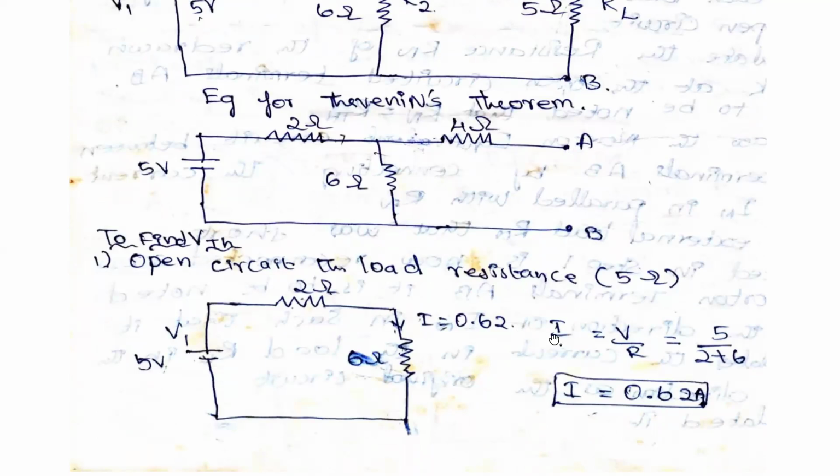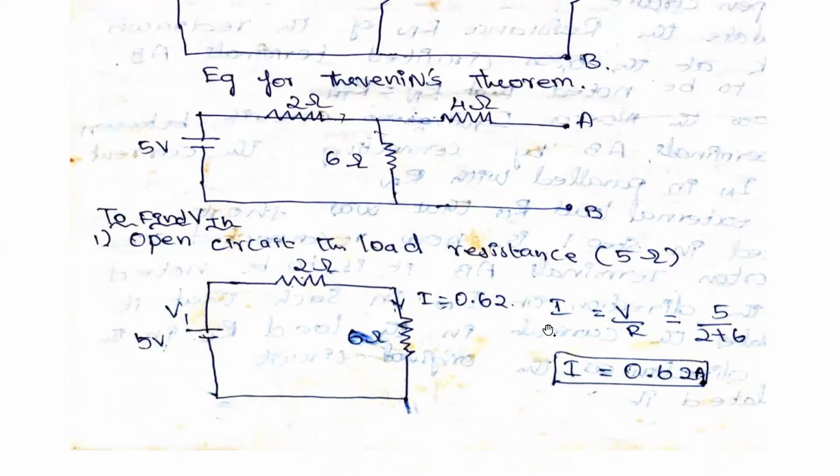Now we are finding out the current I in this particular path. By Ohm's law, I is equal to V by R. So V is 5 volts, divided by the 2 ohms and 6 ohms, which are connected in series, so we add the total resistance. So 5 divided by 2 plus 6, that is I equal to 0.62 amperes.